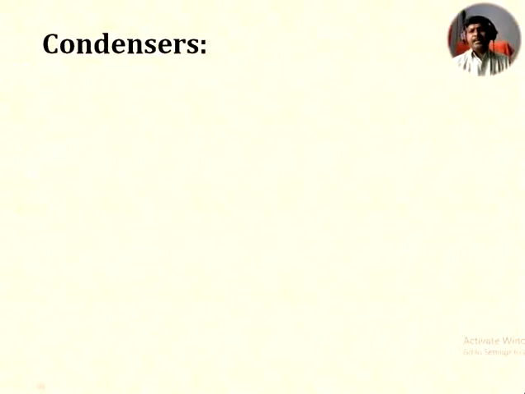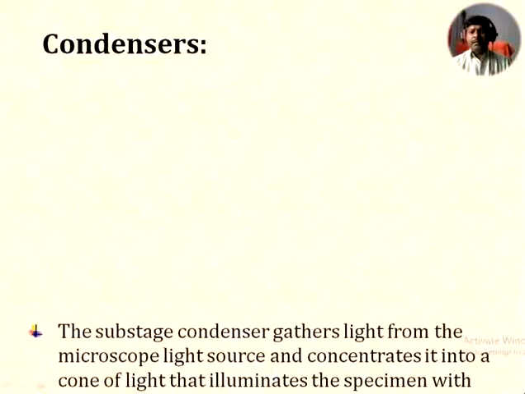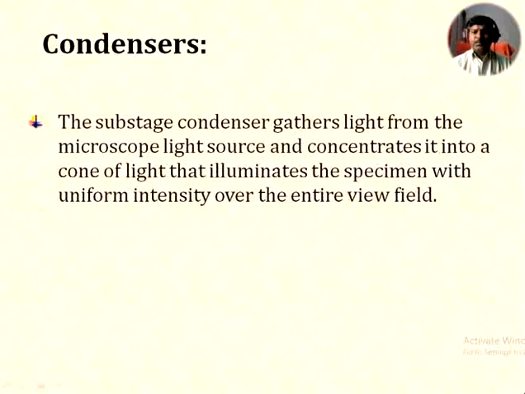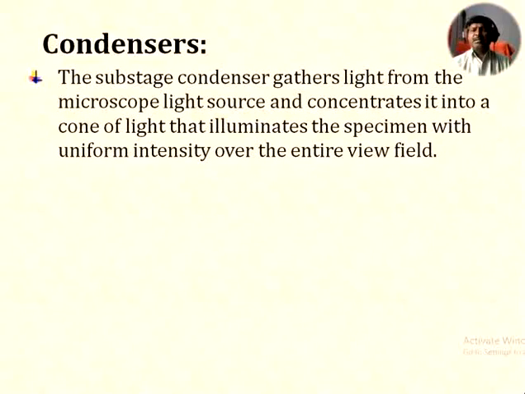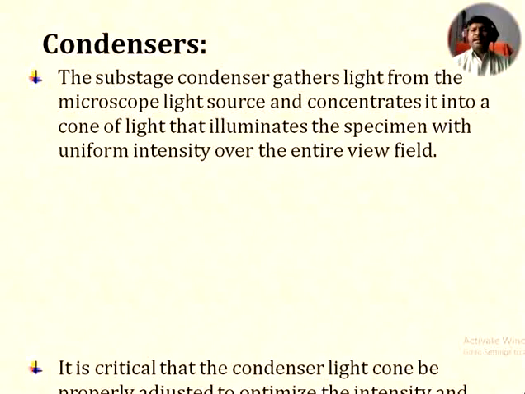That means the iris diaphragm controls the light. How much light is needed, that much light will be taken inside the condenser, and the other light is cut with the help of the iris diaphragm. The substage condenser gathers light from the microscope light source and concentrates it into a cone of light that illuminates the specimen with uniform intensity over the entire view field.